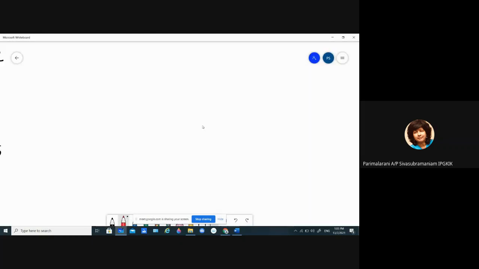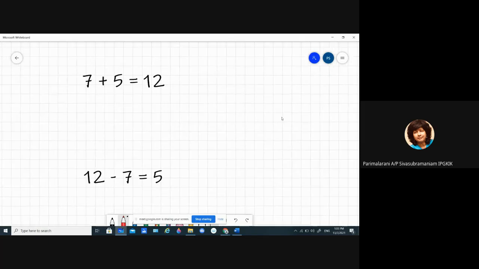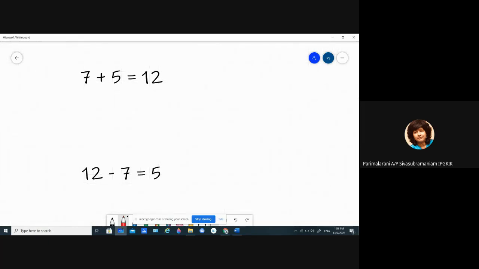So thank you to all the groups that presented just now. We are going back to this one for a while, just running through very quickly. The first sentence is an addition sentence. Each number here is known as the addend. You must remember this: addends. And this one is known as the sum. Addition is also known as the part-whole model.